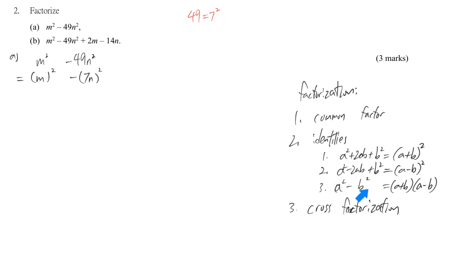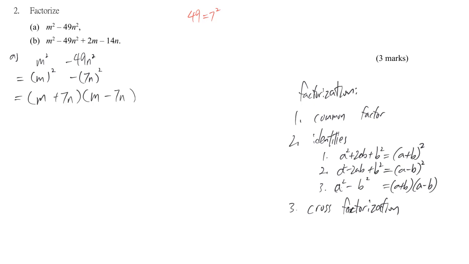Then we can base on the known situation: a squared minus b squared should always equal to bracket a plus b times bracket a minus b. So we write down the format. Something plus something, something minus something. The first thing is m, while the second thing is 7n.